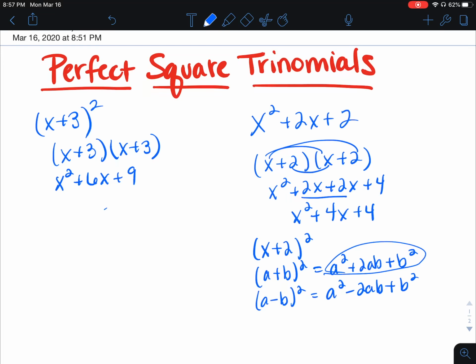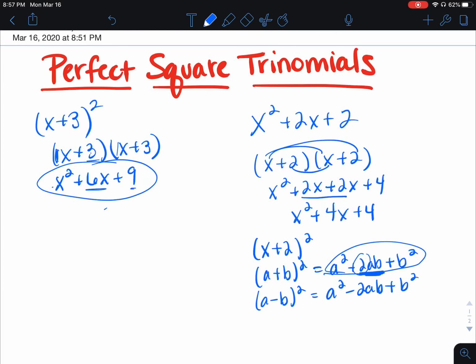If I look at that, my a squared, well, a was 1 here, so 1 squared is just x squared. That worked. The middle term is 2 times a times b, so 1 here is my a, and b is 3. So 1 times 3 is 3, and then I multiply that by 2, and that gives you your middle term of 6x. Finally, b squared would be 3 squared, which is 9. So this is what we call a perfect square trinomial: when you're multiplying the same binomial twice, the result of that trinomial is what we call a perfect square trinomial.